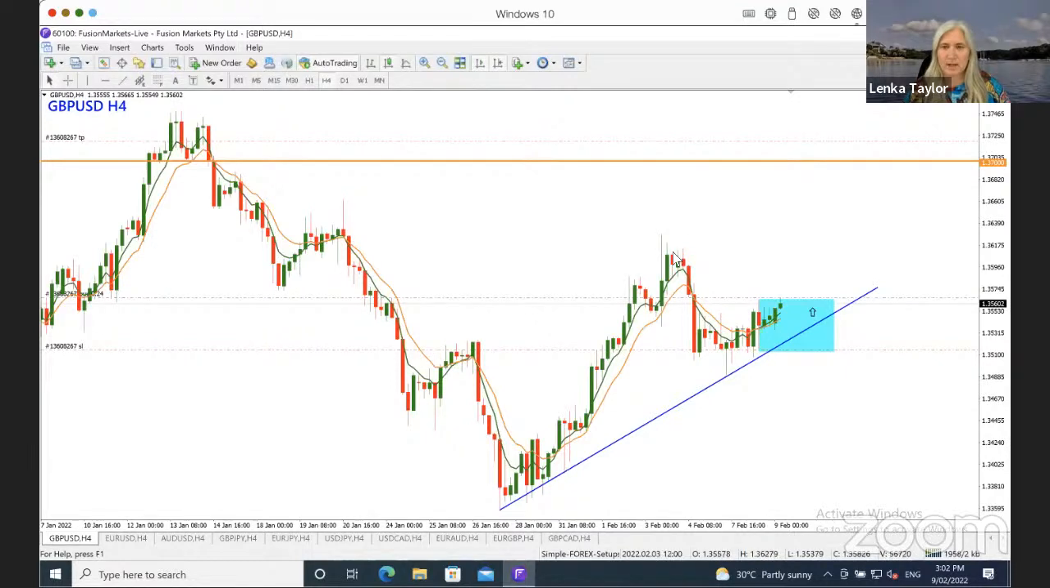First profit target is around the tops here, second is around here, and then the last one's up there. So looking for a long on GBPUSD.